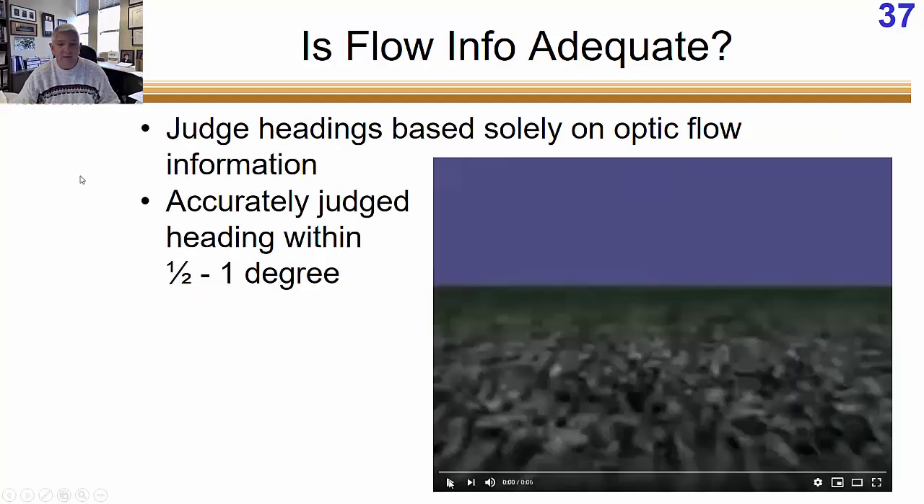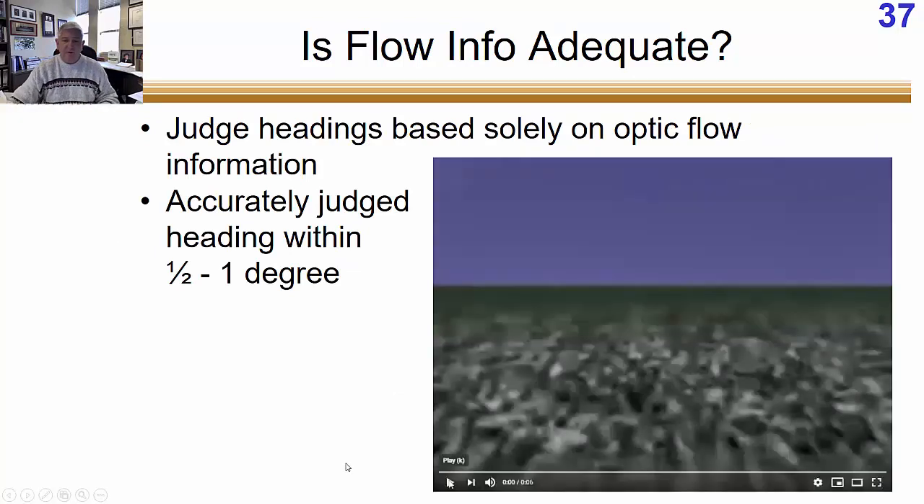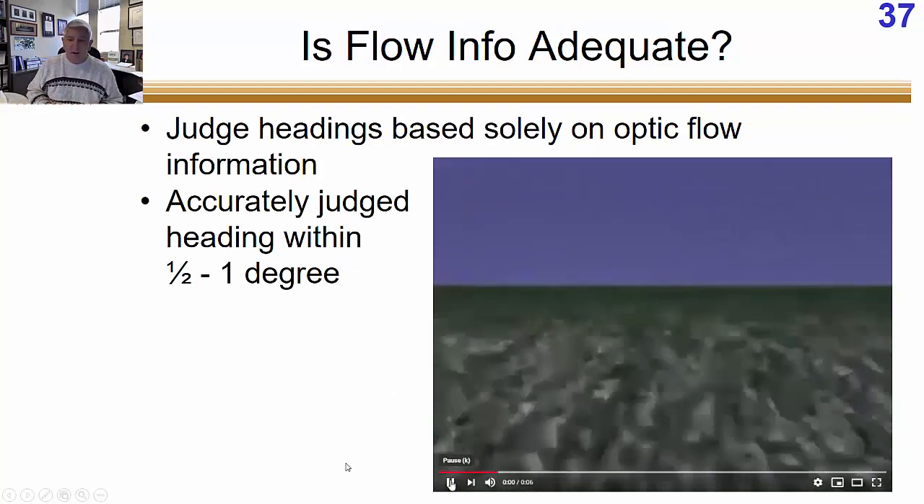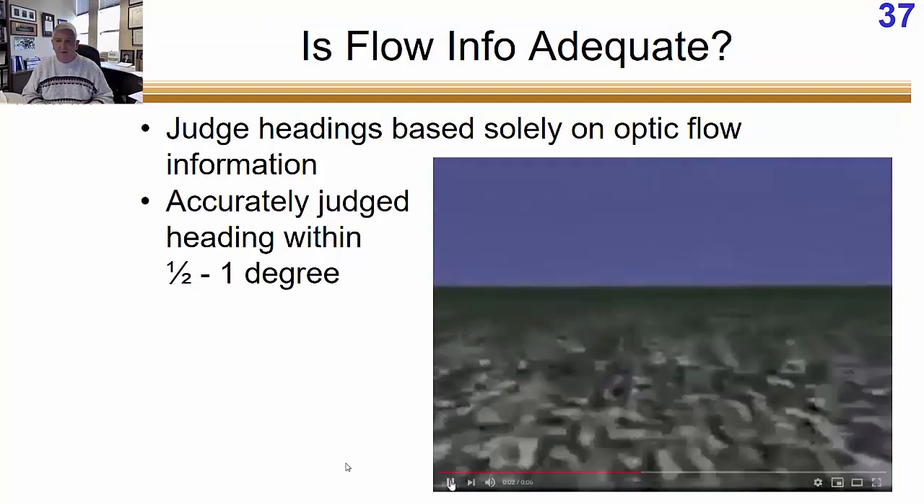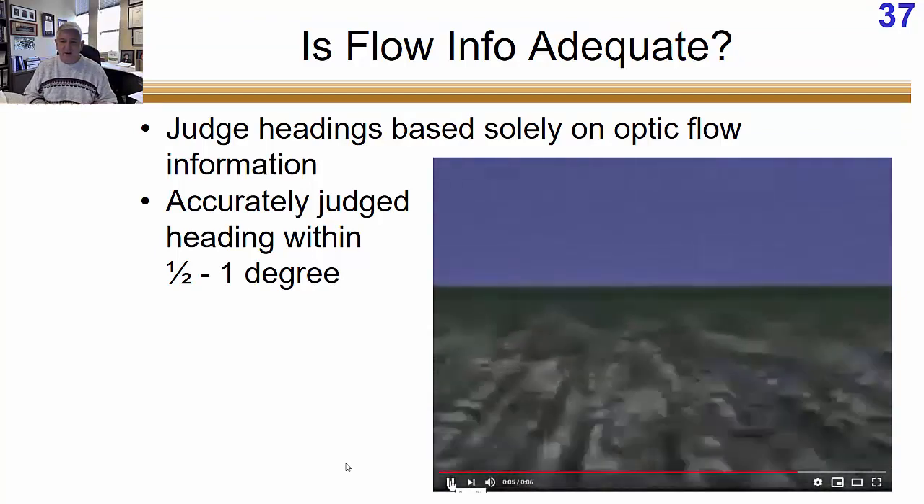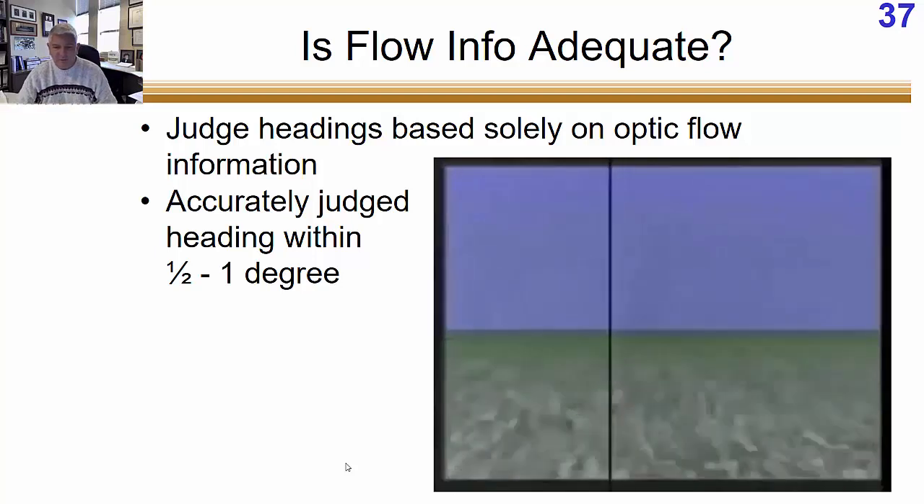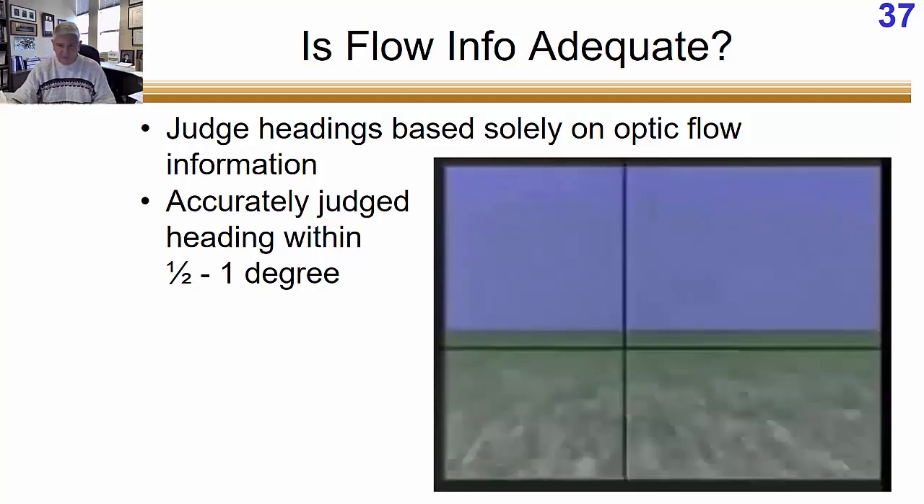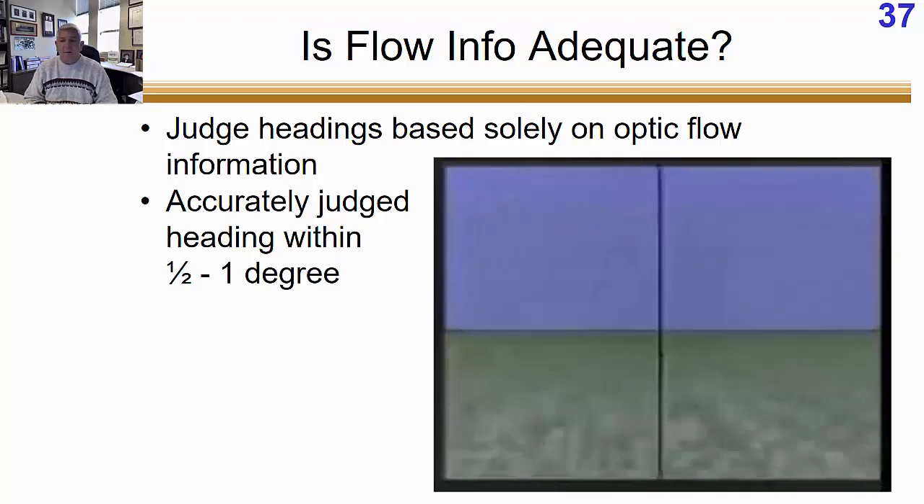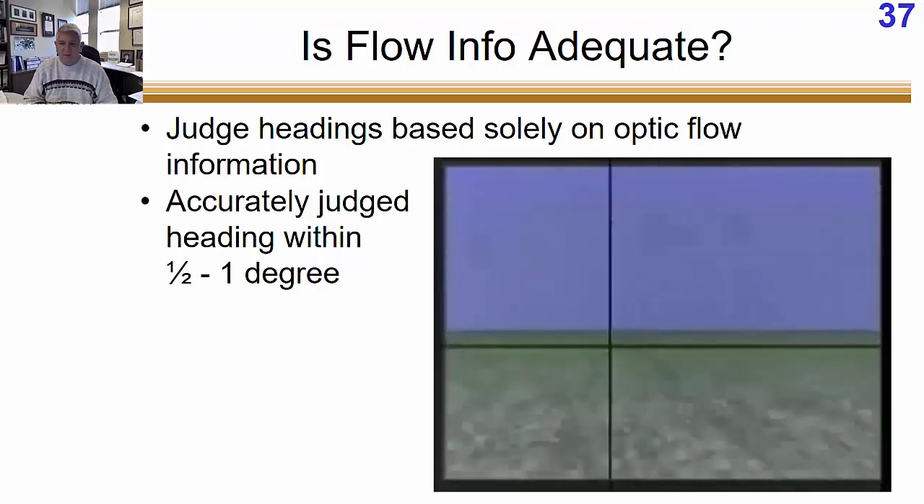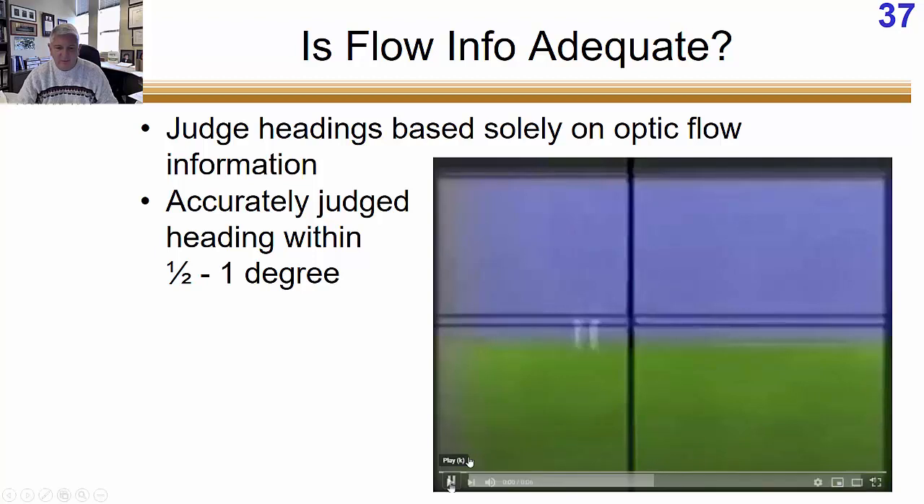We can improve that even more if we actually allow people to move through the environment. So here we see simulated optic flow, and you can tell when you're turning, when you're going straight, which direction you're turning. And if we measure people's eye movements, the cross there is where the person's looking, right? We can see that they're looking up towards the horizon.